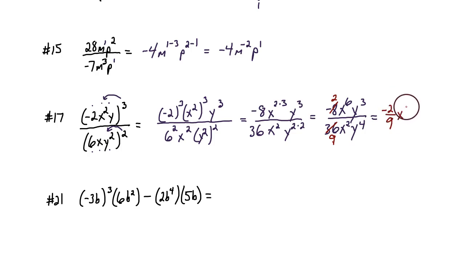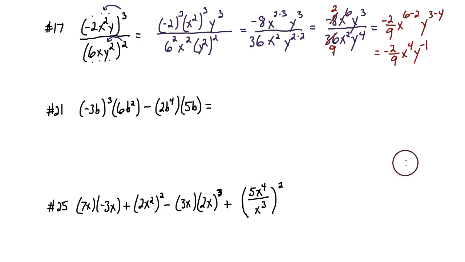X to the 6th divided by x to the 2 is x to the 6 minus 2. Now the letter y. Y to the 3 divided by y to the 4 is y to the 3 minus 4. One more step and we'll have it. This is negative 2/9 x to the 4th y to the negative 1.